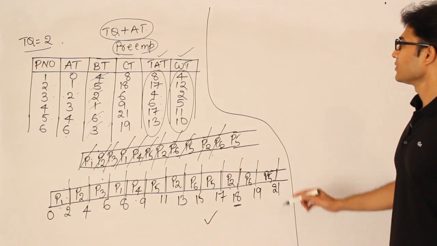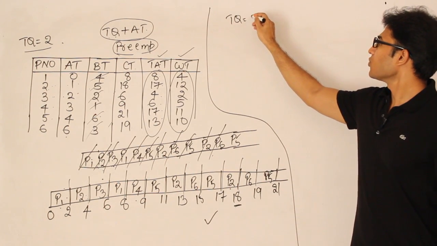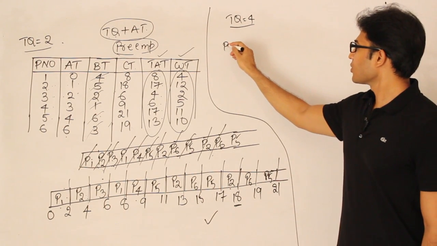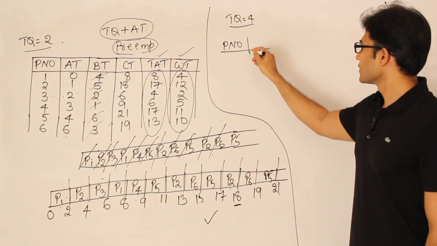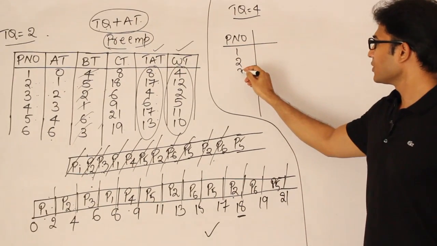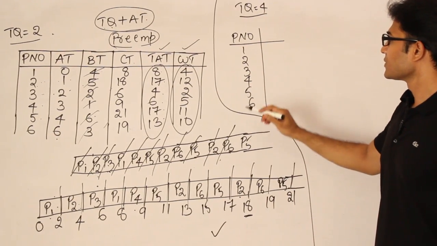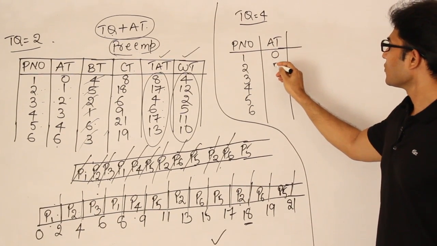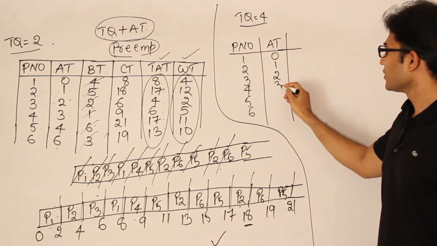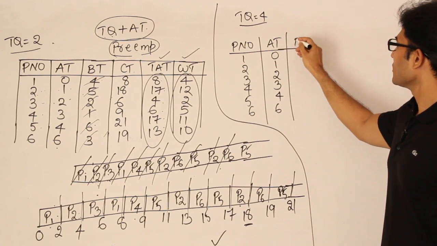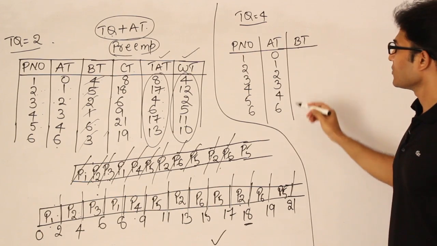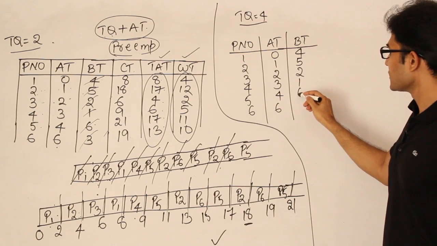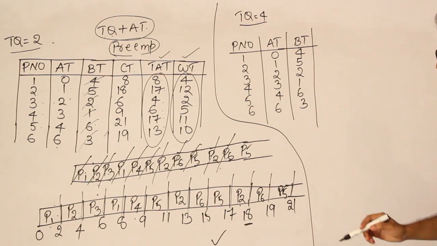Now let's solve the same one with time quantum equal to 4. Let's take the same example and solve it, which means the process numbers are 1, 2, 3, 4, 5, 6, and the arrival times are 0, 1, 2, 3, 4, 6, and the burst times are 4, 5, 2, 1, 6, 3, right? Yes, now let's solve this.